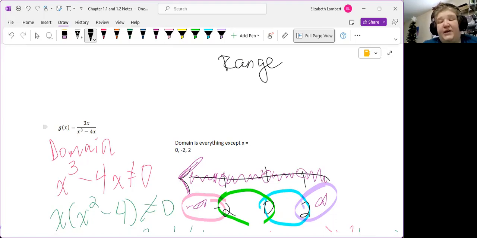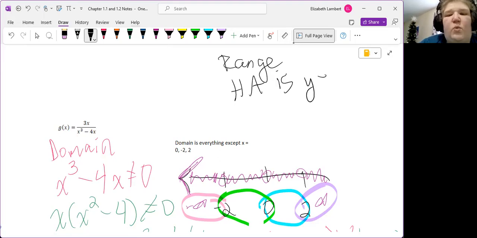Since the bottom is a higher degree, the horizontal asymptote is going to be y equals 0. So we're asking ourselves, is there a value that I can plug in that would give me y equals 0? On the bottom here, we want to avoid our no-no numbers, but otherwise we don't really care what the bottom is, because if the top is 0, it should divide.